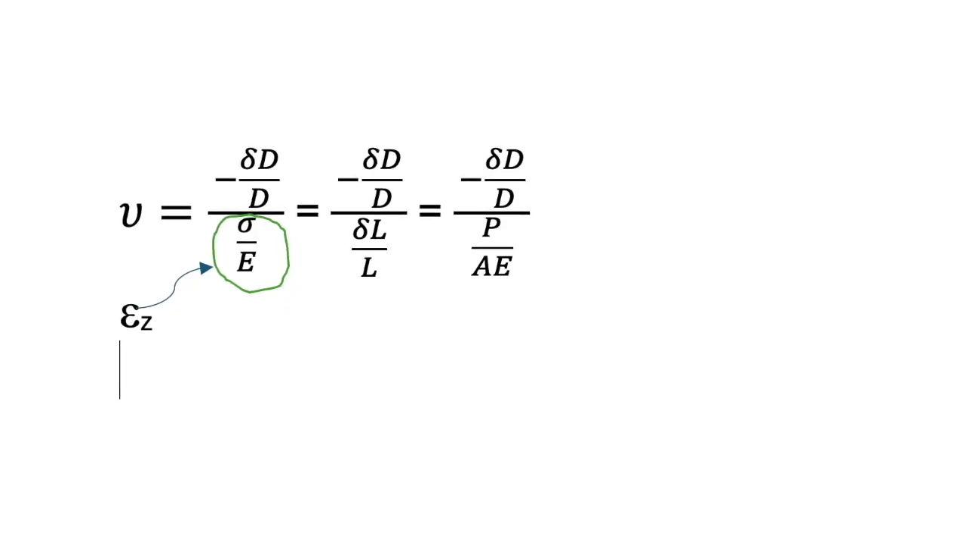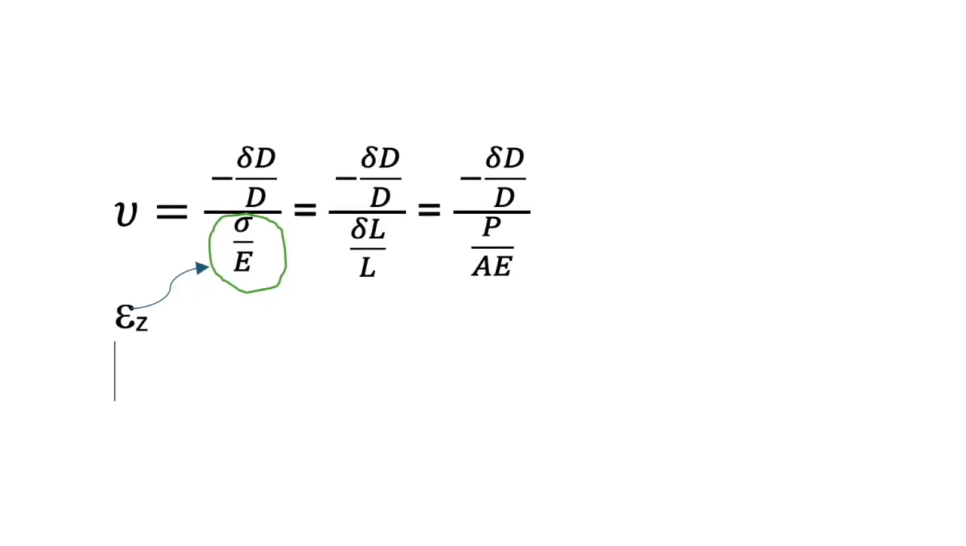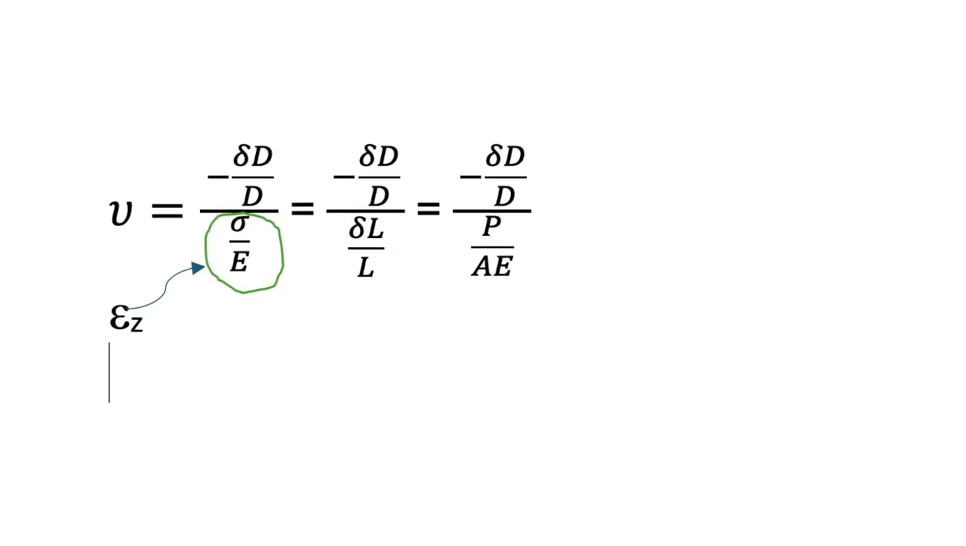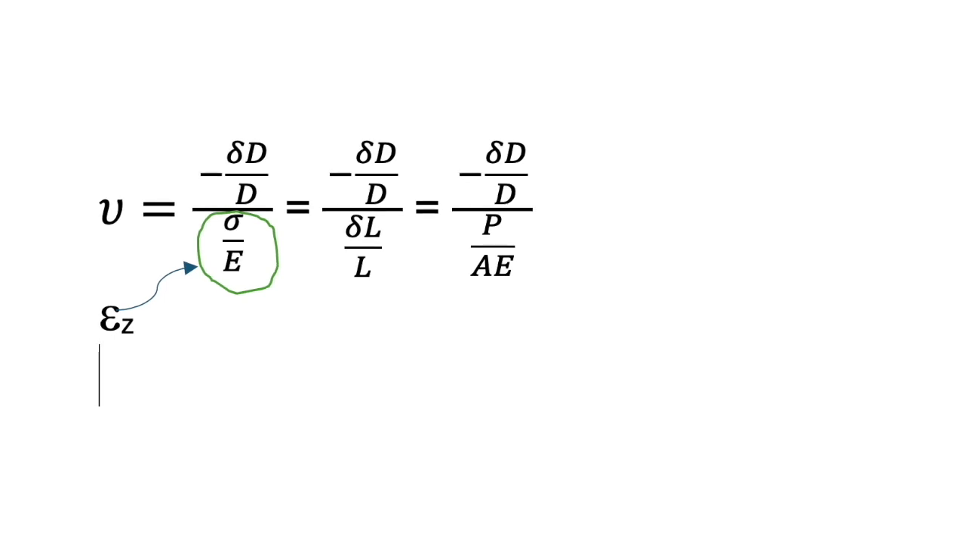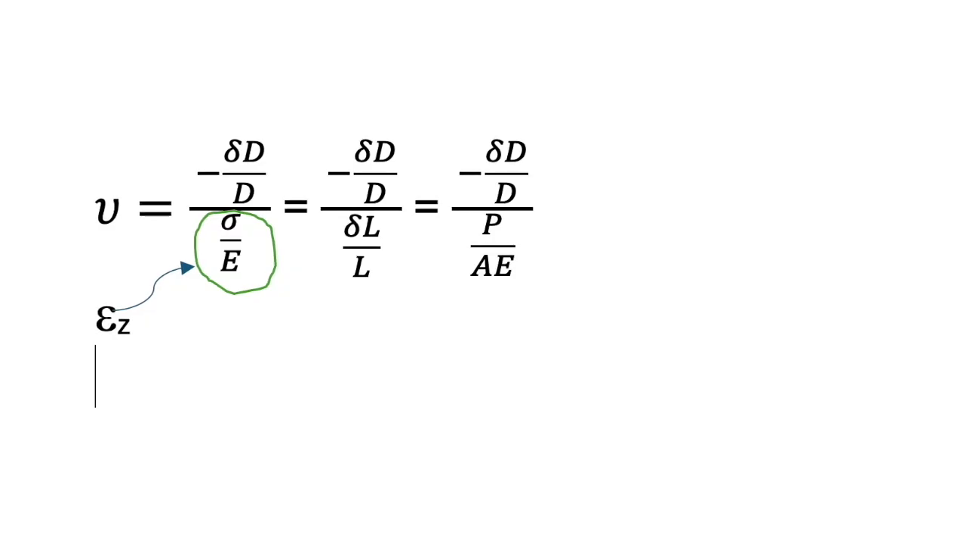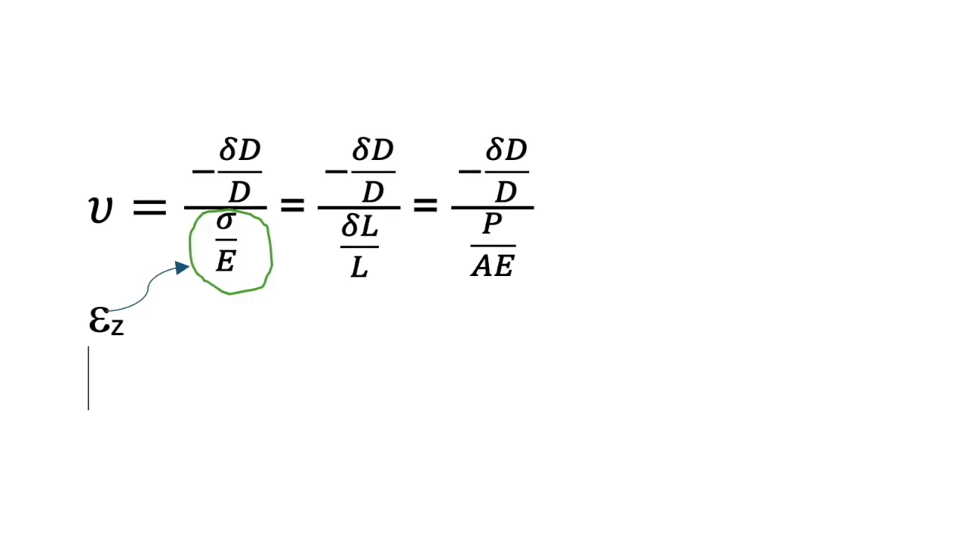Axial strain, you can write as epsilon z, which by Hooke's law is sigma z divided by E. So minus delta D over D divided by sigma over E. If you have been given the stress and the Young's modulus, you can use that form. If you've been given the stretch and original length, you can use the other. It depends on where the question is taking you which form of the equation you want to use. Basically, they are the same.